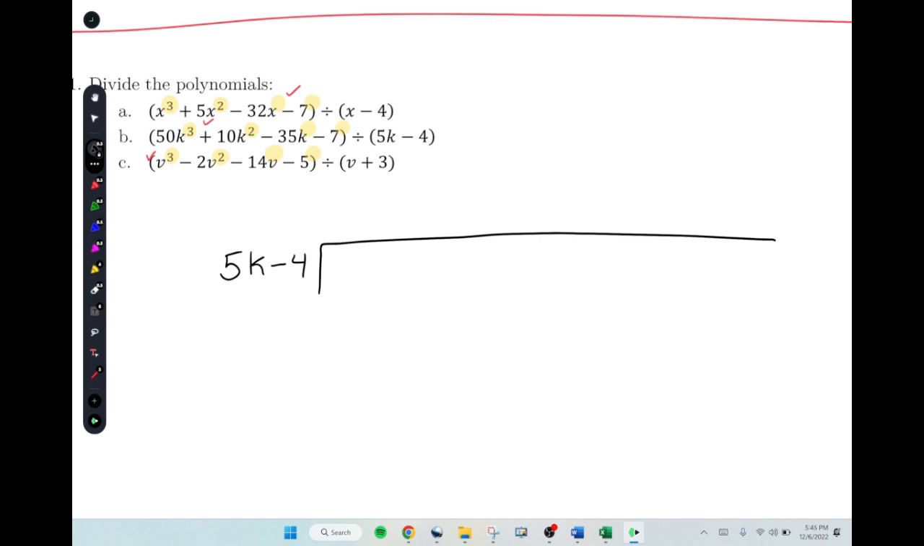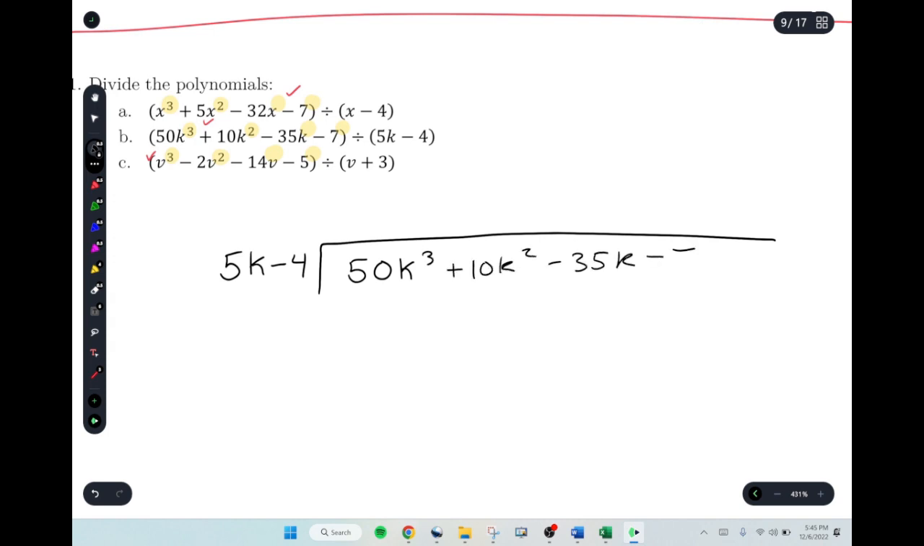So we're doing the middle one: 50k cubed plus 10k squared minus 35k minus 7. If it was missing one, what number would we add? 0. Plus 0 or minus 0. You pick. Doesn't matter.